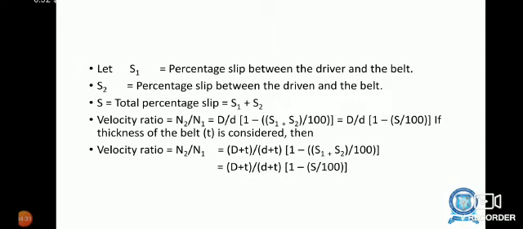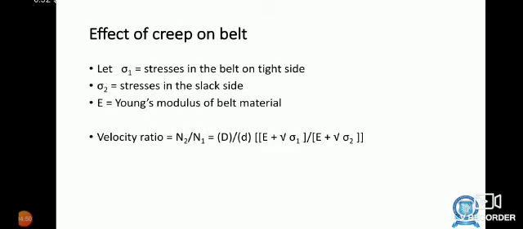If thickness of the belt t is considered, then velocity ratio N2 by N1 equals capital D plus small t divided by small d plus t into 1 minus (S1 plus S2) divided by 100, which equals capital D plus t divided by small d plus t into 1 minus S divided by 100.